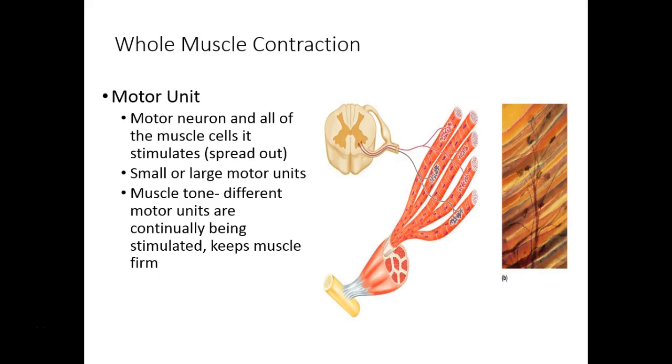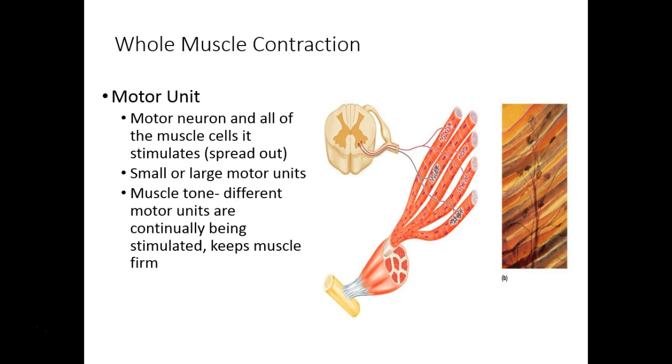A motor unit consists of a motor neuron plus all the skeletal muscle fibers it stimulates. A single motor neuron may make contact with an average of about 150 muscle cells or muscle fibers, and all those cells in one motor unit contract together in unison.